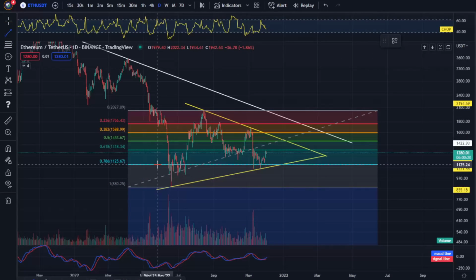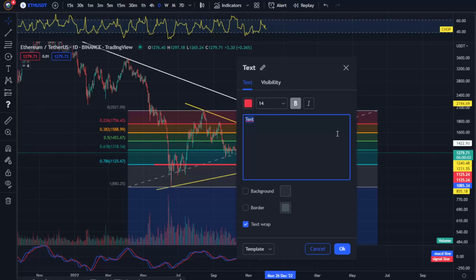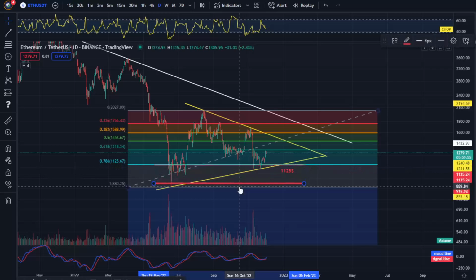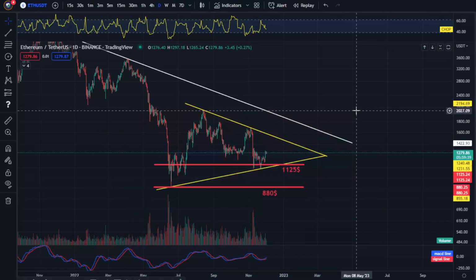Let's now move on to identifying two very important supports. The first at 0.78 fib retracement, equal to $1,125, and the second support at the last low of $880.